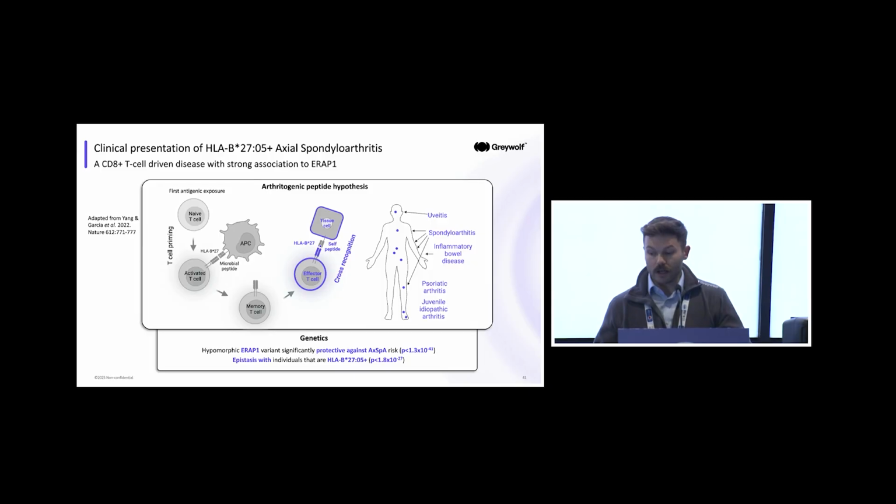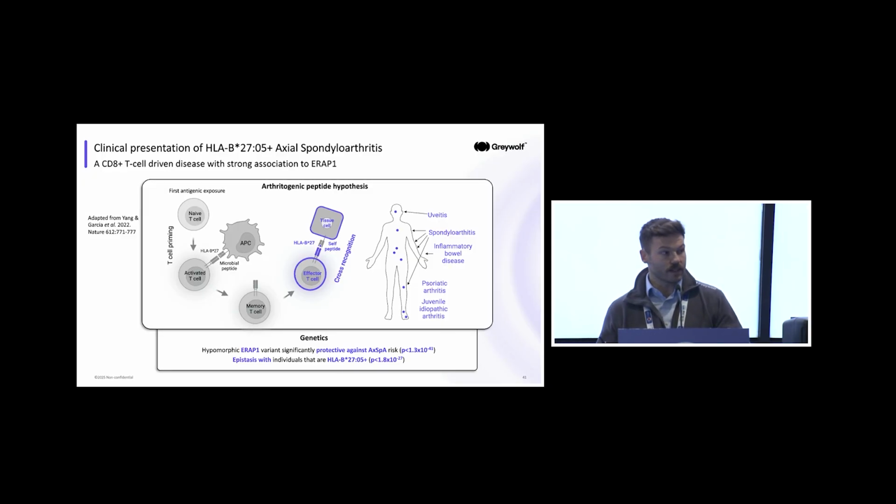And I think just to highlight here, there's some really compelling genetics. If you are an individual that carries a particular variant in ERAP1, and this variant is hypomorphic, so you still have the ERAP1 enzyme, but it's less active, you are significantly protected against developing axial spondyloarthritis, and the association there is about 10 to the minus 41.